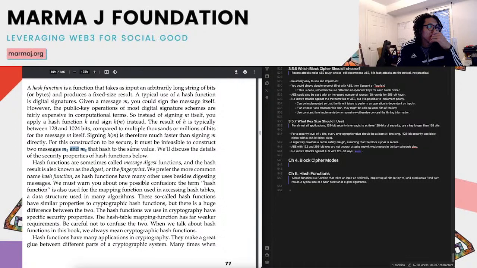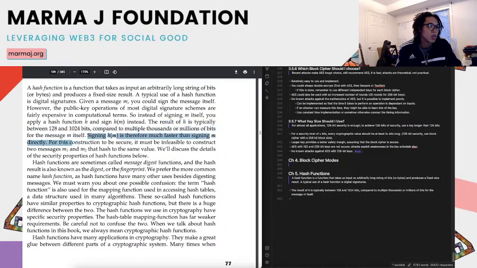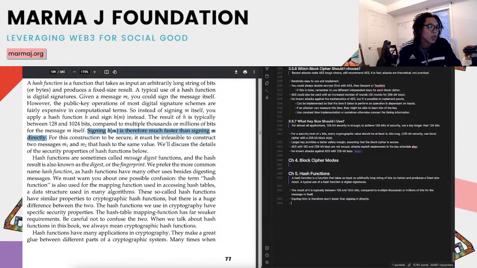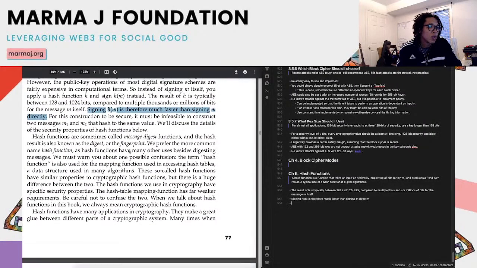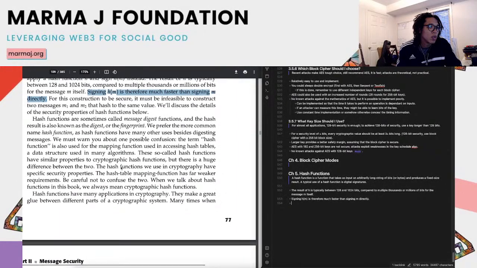Hash functions are sometimes called message digest functions, and the hash result is also known as the digest or the fingerprint. We prefer the more common name hash function, as hash functions have many other uses besides digesting messages. We must warn you about one possible confusion. The term hash function is also used for the mapping function used in accessing hash tables, a data structure used in many algorithms. These so-called hash functions have similar properties to cryptographic hash functions, but there is a huge difference between the two. The hash functions we use in cryptography have specific security properties.